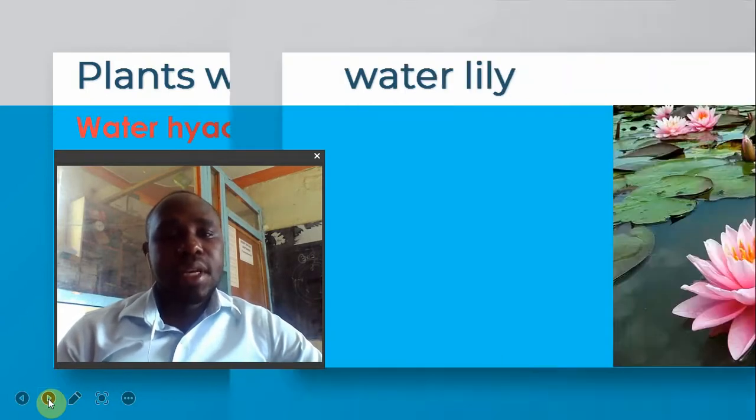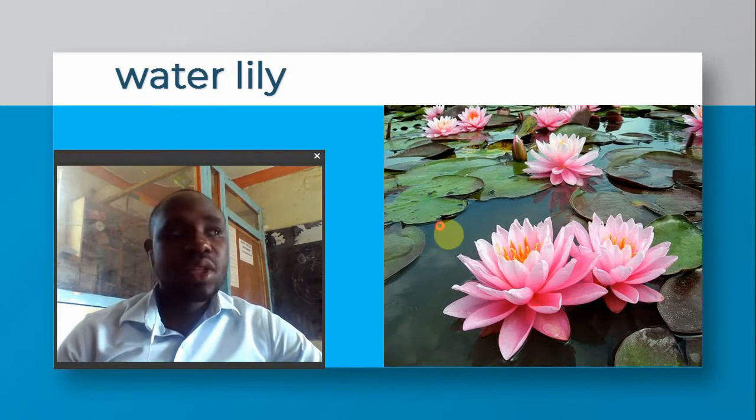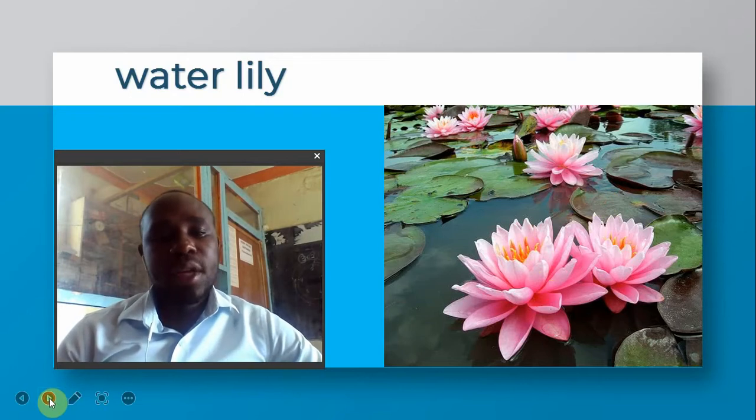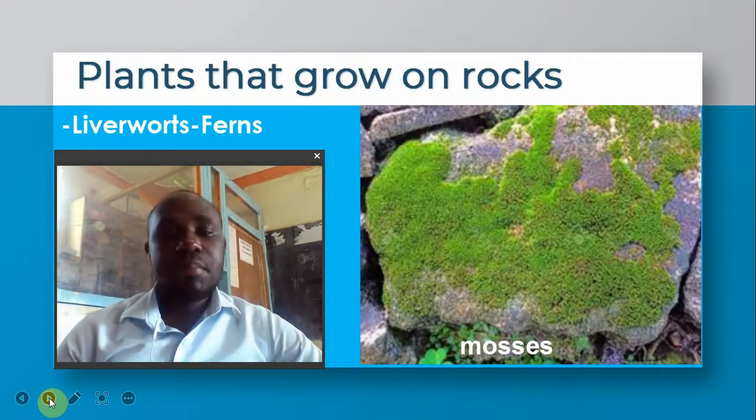Then we also have the water what? A water lily. A water lily, it is here. Okay, the difference between a water cabbage and a water lily: the water cabbage always floats on water, and the water lily has these beautiful flowers, as you can see when you look at them.